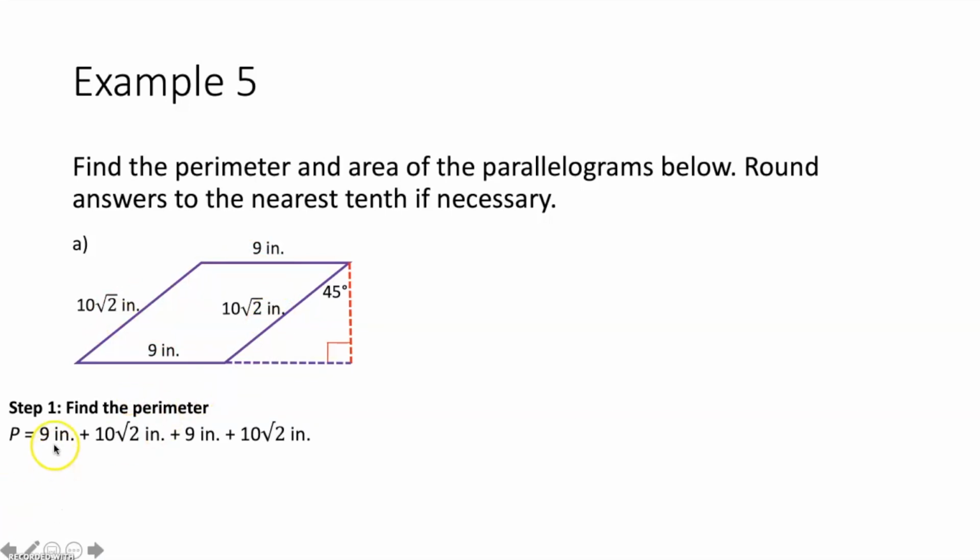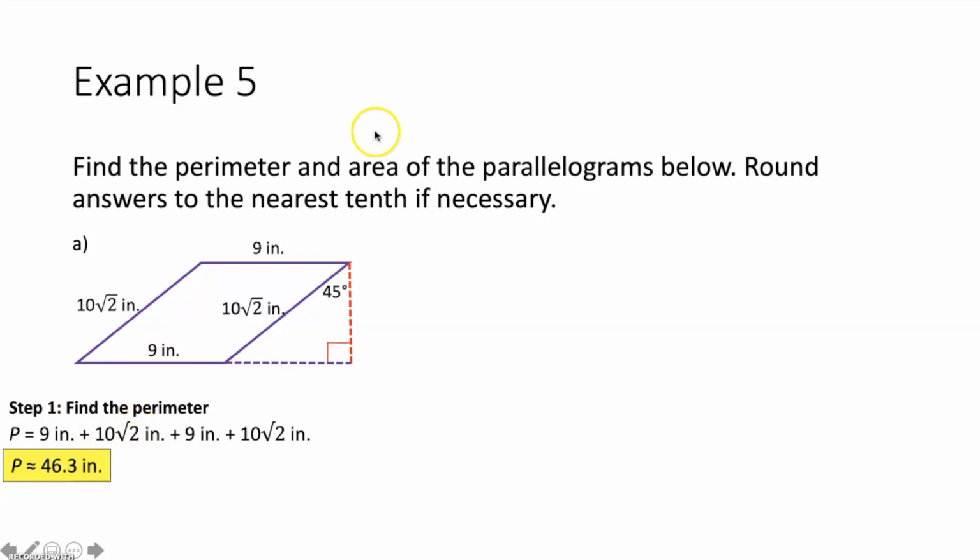Now, here, when we're combining like terms, we're going to take 9 inches, add that to the 9 inches, we get 18 inches. 10 rad 2 inches plus 10 rad 2 inches is going to give you 20 rad 2 inches. Now, because this question says round your answer to the nearest tenth if necessary, you technically could just plug all of this in your calculator and get that the perimeter is approximately equal to 46.3 inches.